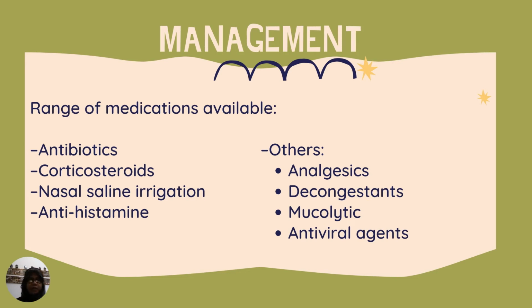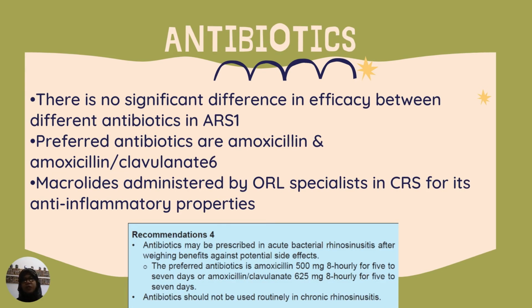Management of rhinosinusitis can be divided into medical treatment and also surgical treatment. For medical treatment, there are many medications that can be given, such as antibiotics, corticosteroids, nasal douching, antihistamine. Other adjuncts would be analgesia, decongestant, mucolytics, and also antiviral agents. The first drug which can be given is your antibiotics. We prefer amoxicillin and also augmentin. So recommendation number 4 in our Malaysian CPG, antibiotics should be prescribed in cases where you suspect acute bacterial rhinosinusitis. We give either amoxicillin or augmentin for 5 to 7 days.